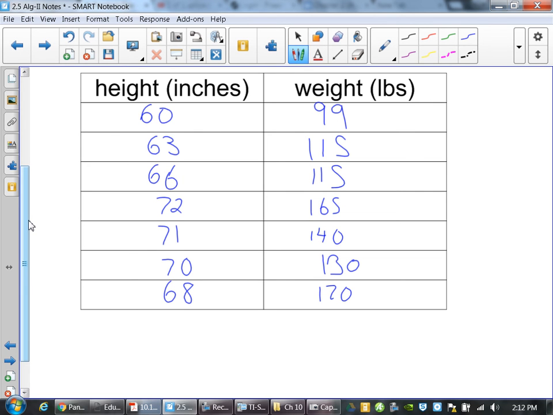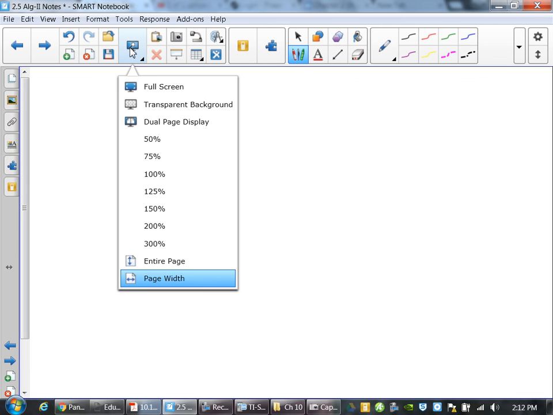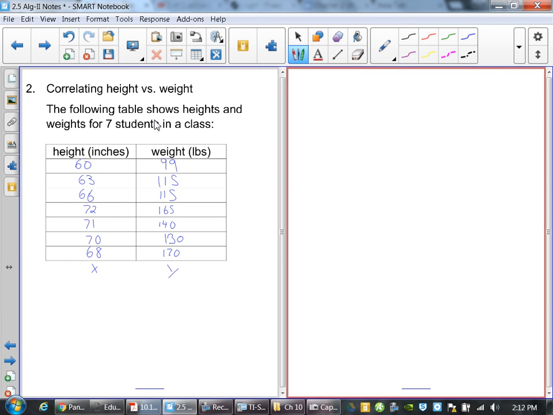With this real basic data set, we can turn it into a scatter plot. You guys remember doing that? Yeah. So let's do this. Let's put height on the x-axis and weight on the y-axis. And let me split this into 2 screens so we can kind of do this normally.